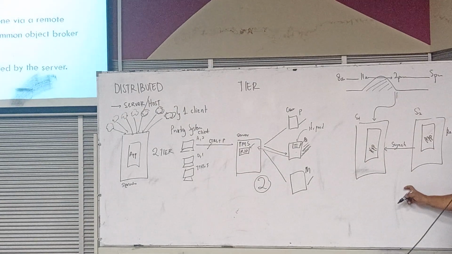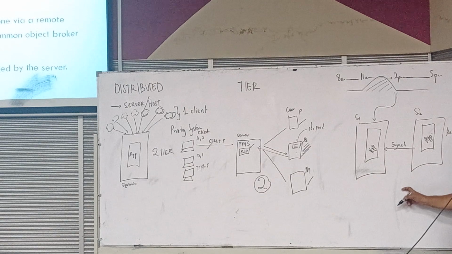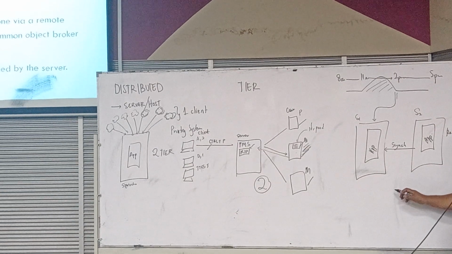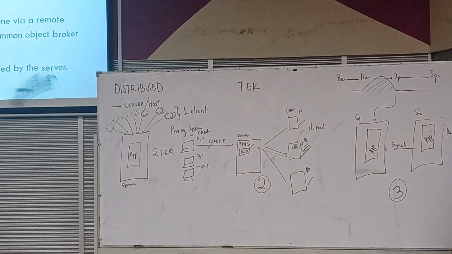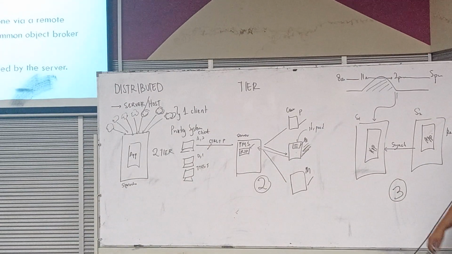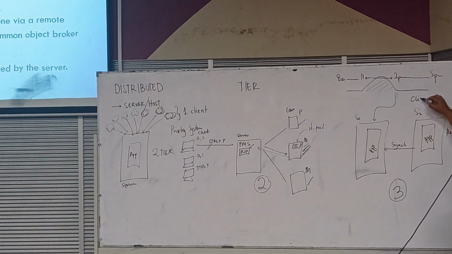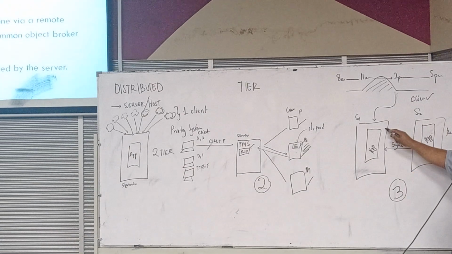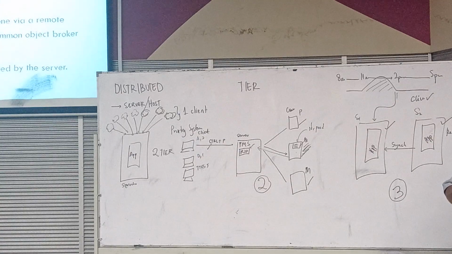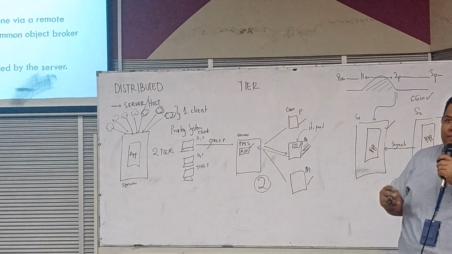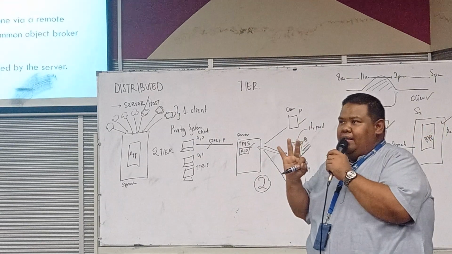How many tiers? Why 3-tier architecture? Because I have a client, so client is 1. This server is active, this server is active. So I have 2 servers who are currently active to serve my client. So I have a 3-tier architecture.